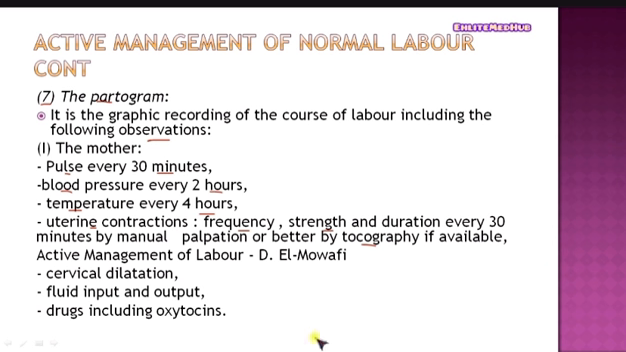So tocography, also called tocometry, means the measurement and recording of uterine contractions. That is how strong, frequent, and long the uterus contracts during pregnancy or labor. You also check for cervical dilatation and record, fluid input and output and record, drugs including oxytocin and record too.